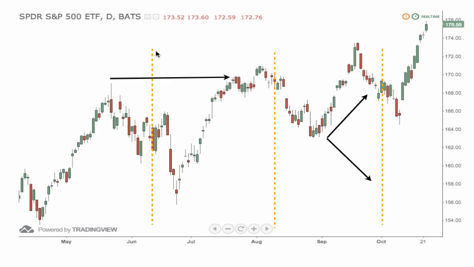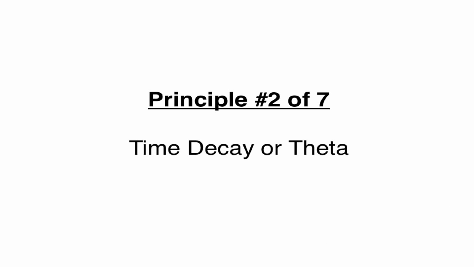They do have expiration dates, they do have a finite life, and this is something that would help you just demonstrate visually on the chart when those time periods are each month and quarter. So let's get into principle number 2 here, and that is what we had just talked about, and that's this time decay or theta aspect of options trading.